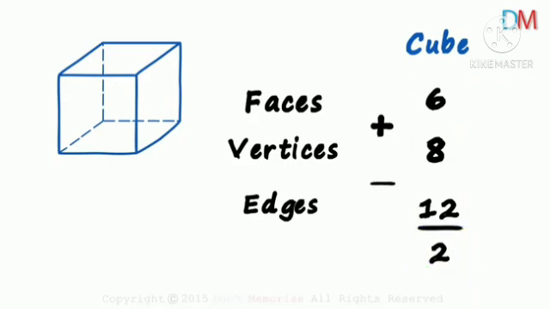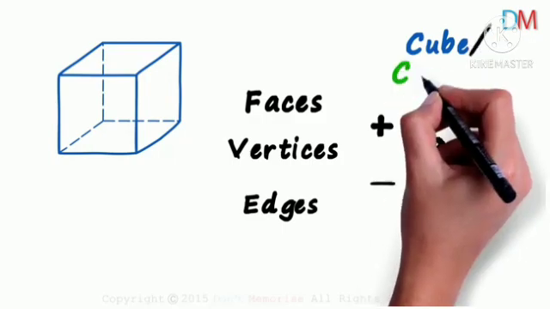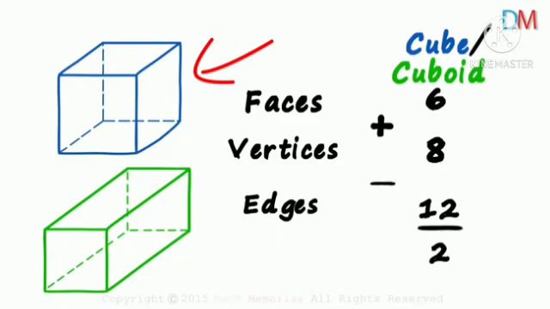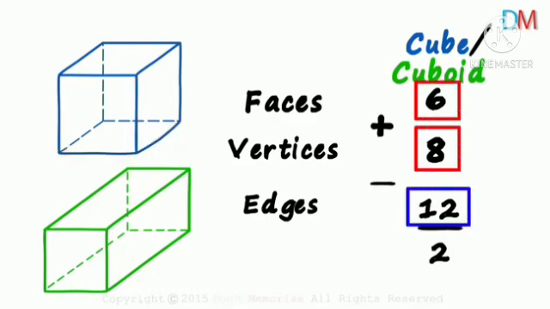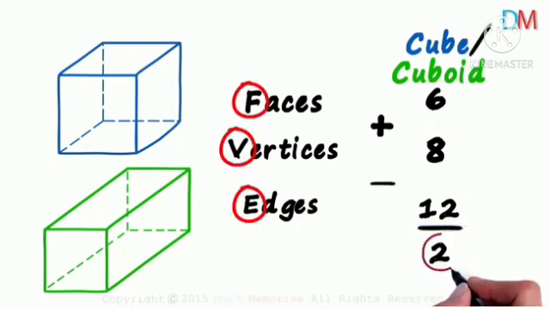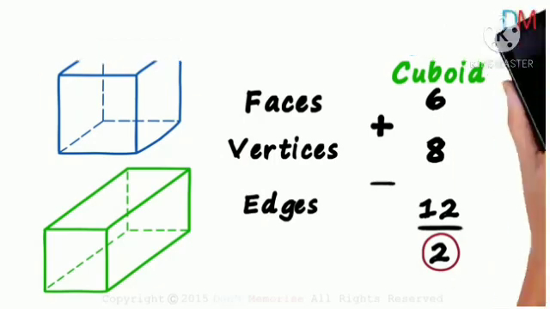Which are the other straight-faced solids we know of? Cuboid is one. It looks like this. A cube is nothing but a special case of a cuboid where the length, breadth, and the height are equal. So a cuboid also has 6 faces, 8 vertices, and 12 edges. And F plus V minus E will give us 2. Let's see if it works for other straight-faced solids.